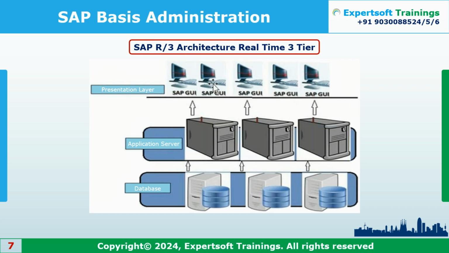This SAP GUI will be connected to the SAP application servers, and these application servers connect to the database, because everything is data only. So when you book a ticket, your record is going to be inside the IRCTC database. Clear? Yeah. So this is the SAP R/3 architecture, and it is called the real-time three-tier architecture.